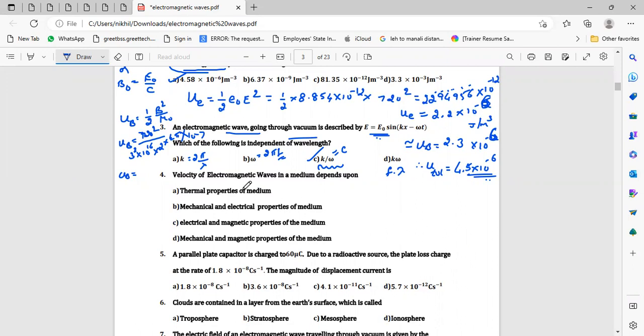Velocity of the electromagnetic waves in a medium depends upon what? Velocity of the electromagnetic wave is given by V is equal to E divided by B, V is equal to E divided by B, where it depends on the electric and magnetic field of the medium. So velocity of the electromagnetic wave depends on electric and magnetic properties of the medium. That is, option C is the right answer.